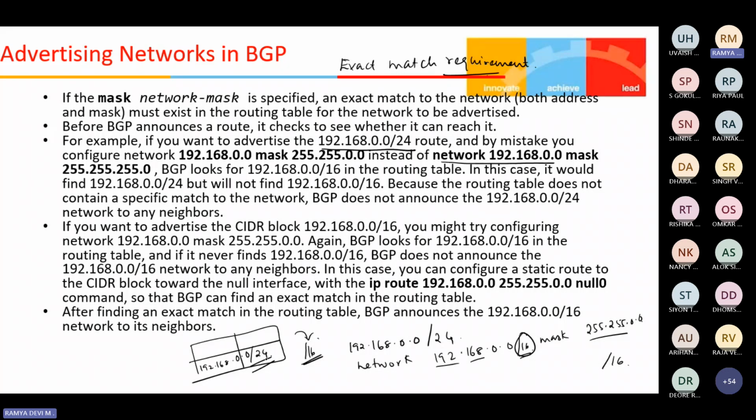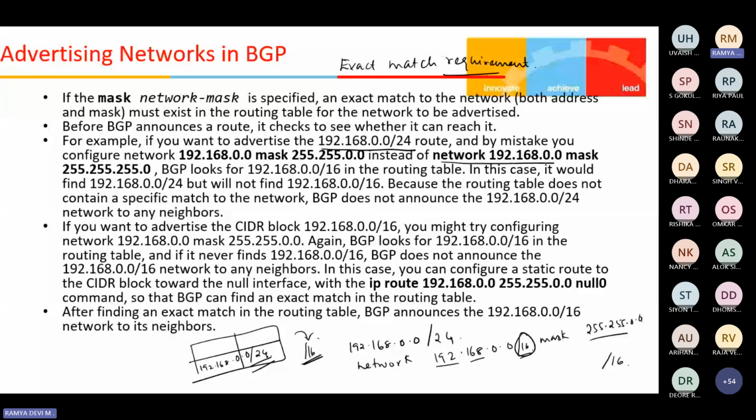Okay, so BGP will not advertise the network. Why? Because the exact match is not there. If you want to advertise 192.168.0.0/16, you have to ensure the entry is also there in the routing table. So if the routing table contains smaller subnets like /24 entries, BGP will not announce the /16.